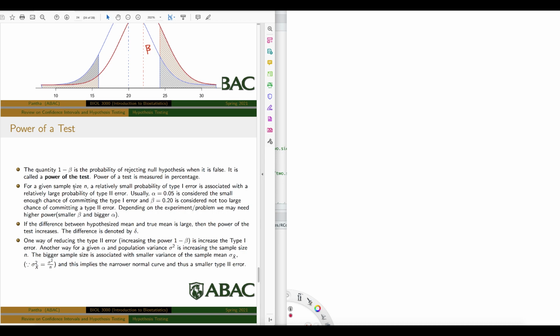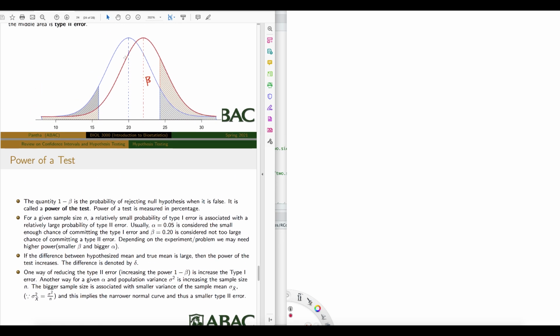The quantity 1 minus beta, because the middle quantity is beta and the outside quantity is 1 minus beta, is the probability of rejecting the null hypothesis when it is false. It is called the power of the test. Power of the test is measured in percentage. For a given sample size n, a relatively small probability of type 1 error is associated with a relatively large probability of type 2 error.